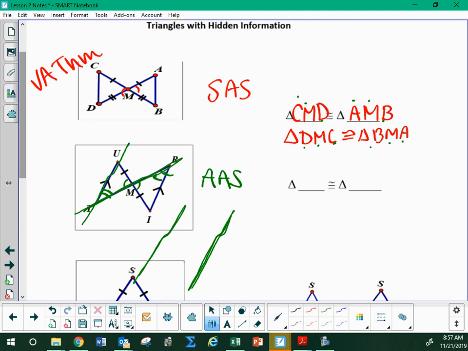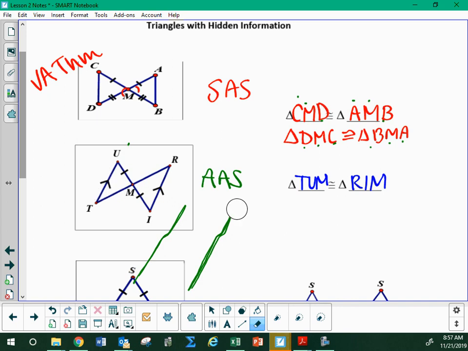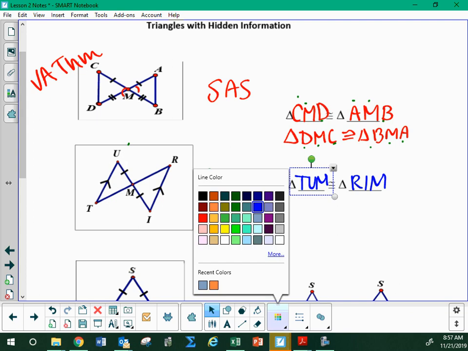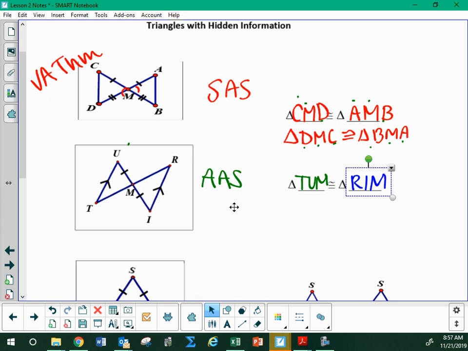Okay. So we go TUM. TUM would match up with what? Good. RIM. Okay. So now what this is leading to is, what if we use the other transversal? So let's pretend. TUM, and then RIM. I want this to be green.